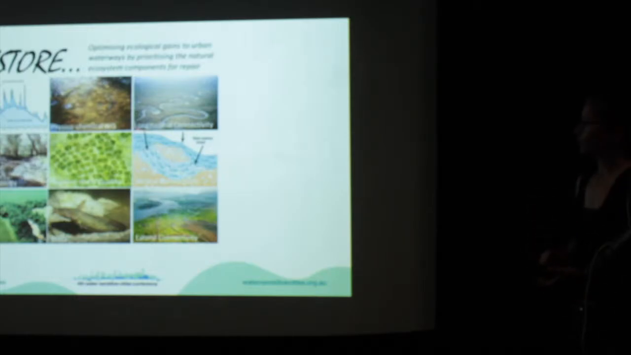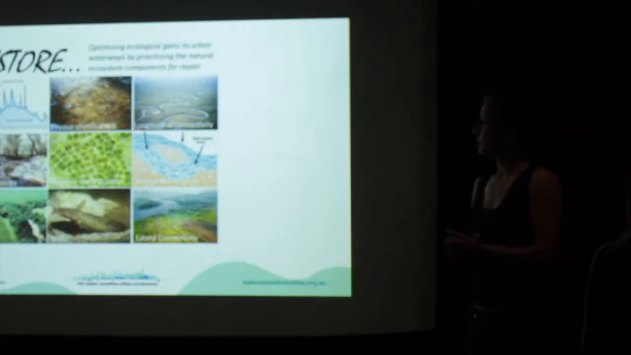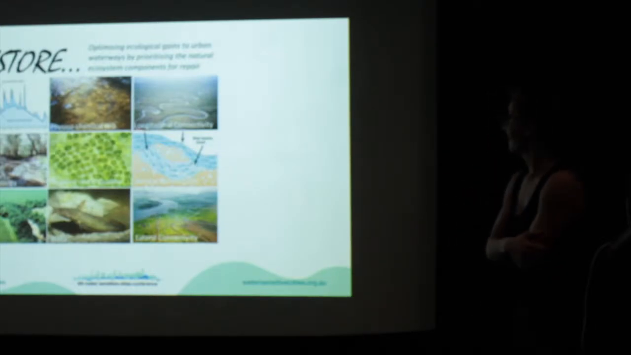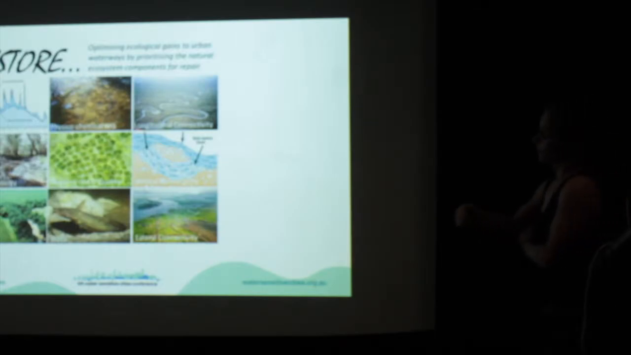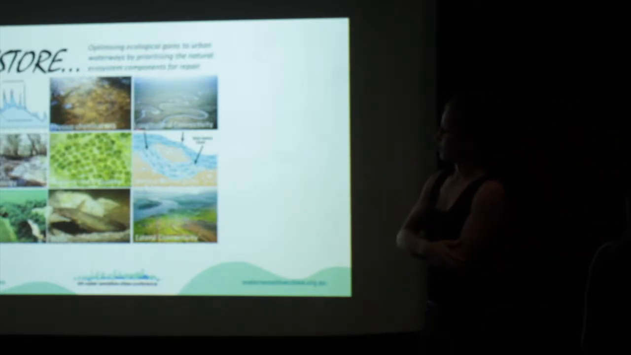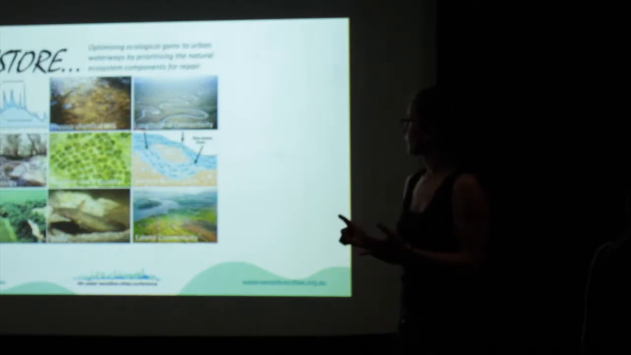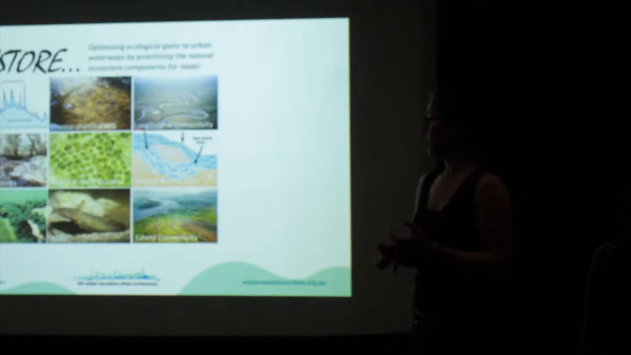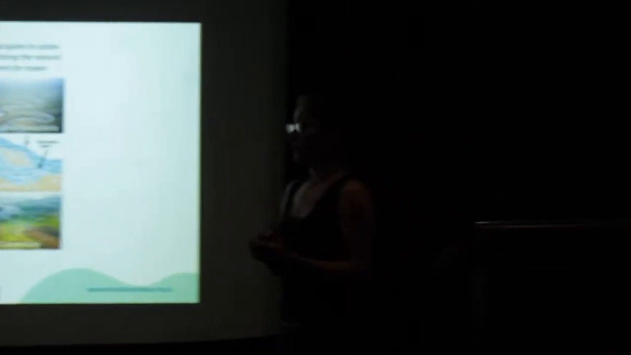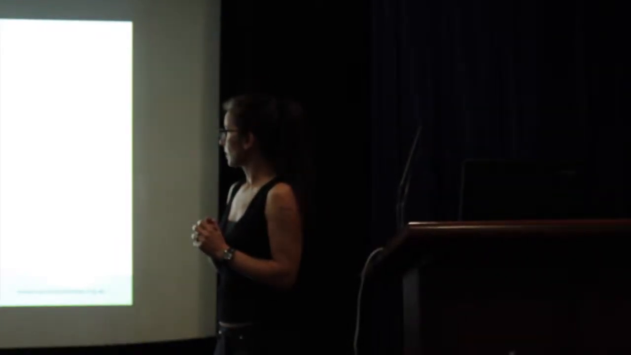So this is the tool, it's called Restore. If someone can come up with a better title, so that the acronym actually means something, that would be great. It's about prioritising these 9 different ecosystem components. We've got flow, we've got geomorphology, the riparian zone, and water quality, which we've broken up into physicochemical, like temperature, oxygen and pollutants, and then nutrients, just to separate them.